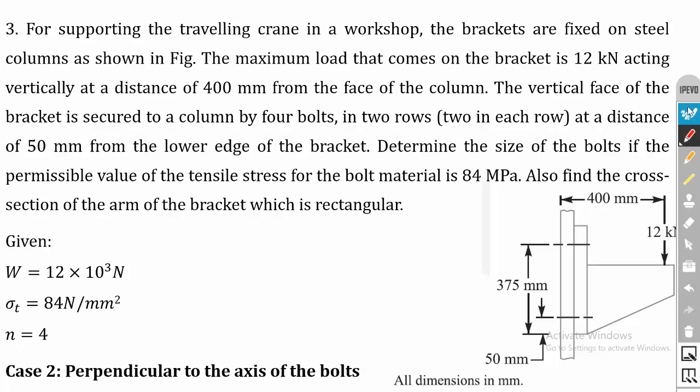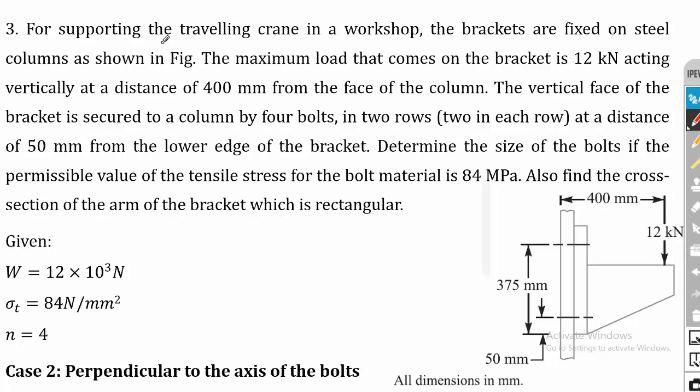The first problem: for supporting the traveling crane in a workshop, the brackets are fixed on steel columns as shown in the figure. You can see the image. The maximum load that comes on the bracket is 12 kilonewton, acting vertically at a distance of 400 mm from the face of the column. This is the eccentricity.